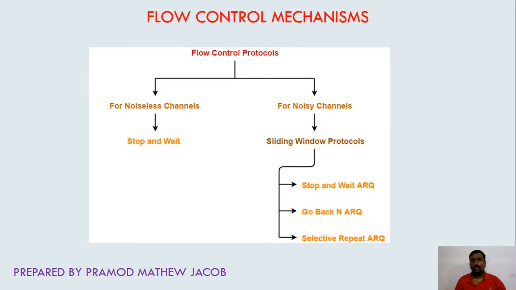Next, let's see what are the various flow control mechanisms used in data communication. There are typically two types of protocols: stop and wait protocol and sliding window protocols. For noiseless channel, we will follow stop and wait protocol, and for noisy channel, there will be sliding window protocol, which follows stop and wait ARQ, go back N ARQ, and selective repeat ARQ. We will learn about all these different flow control protocols in detail in the upcoming sessions. First, let's understand the stop and wait protocol usually followed in noiseless channels.